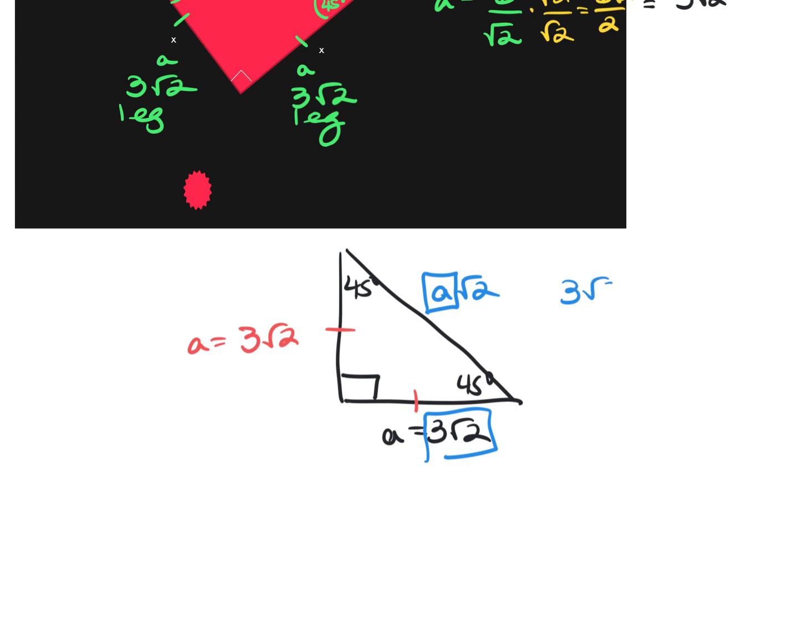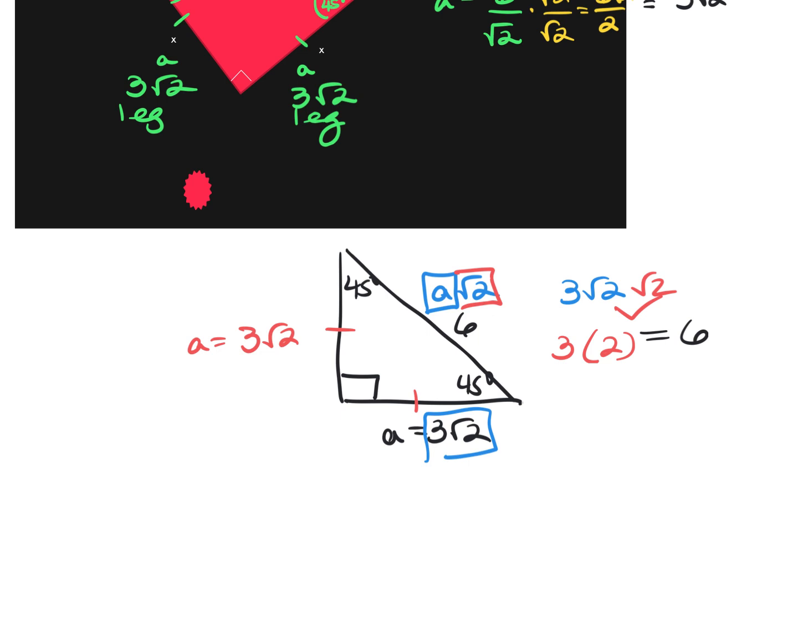So 3 square root 2, and then now I need to times it by square root 2. I got a pair of square root 2's. This comes out, and then times it by the 3. And that's how you get a whole number for that hypotenuse when your leg has the square root of 2.